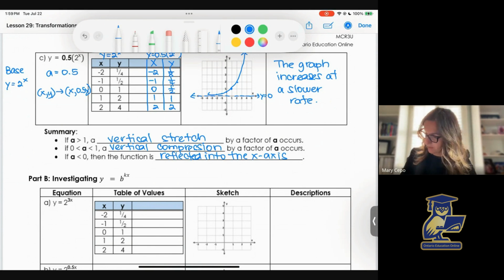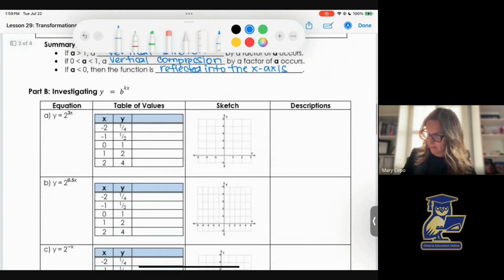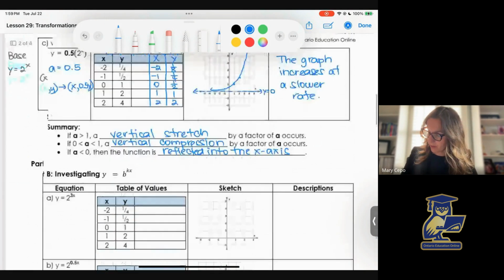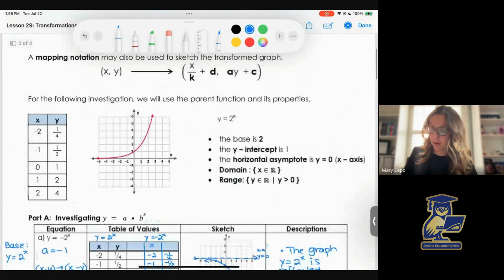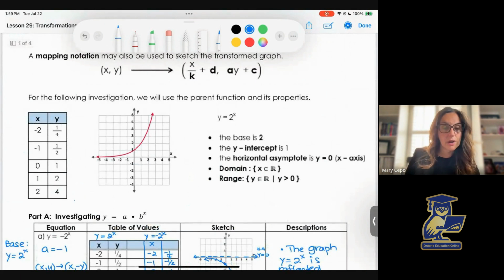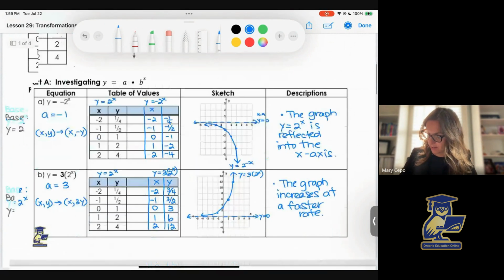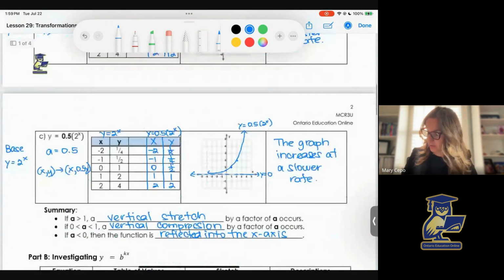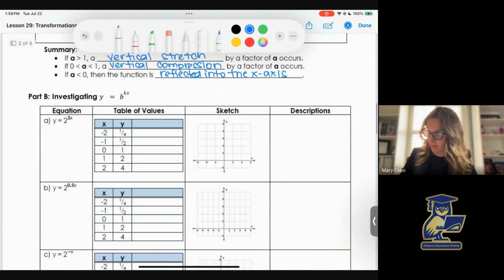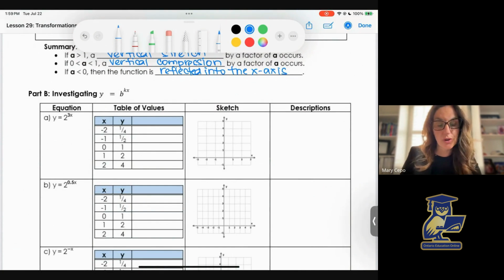Okay, so looking at B, now we want to see how k impacts our exponential function. Now, again, I'm just going to scroll back up. I just wanted to remind you that we're comparing each of the different transformations based on what has changed from this original graph. Okay, y equals 2 to the power of x, because that's the base function. So again, whenever we're looking at exponential functions, we do want to always identify that base function, and those are the points that are going to be impacted when we're using our mapping notation.